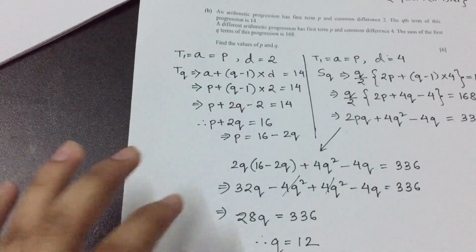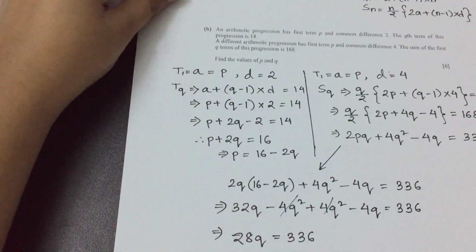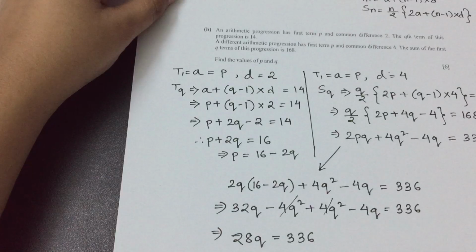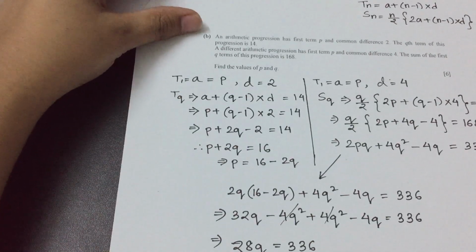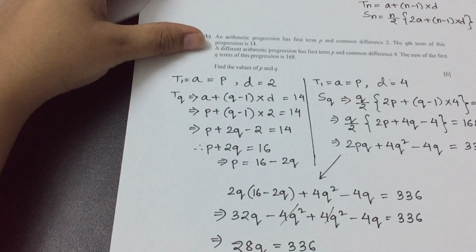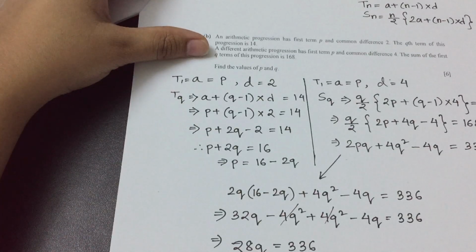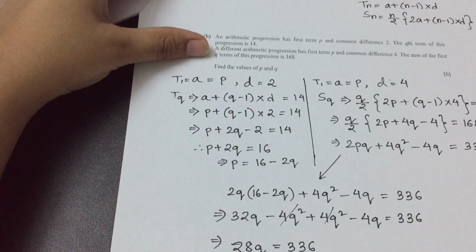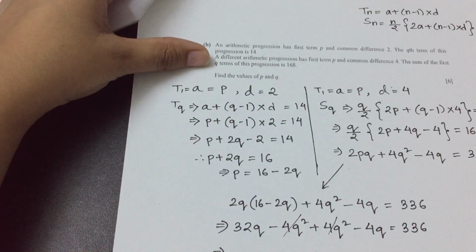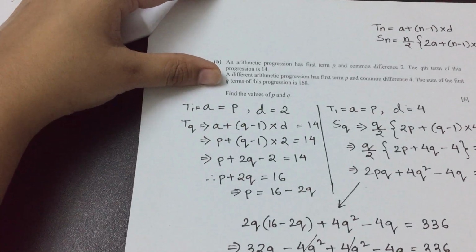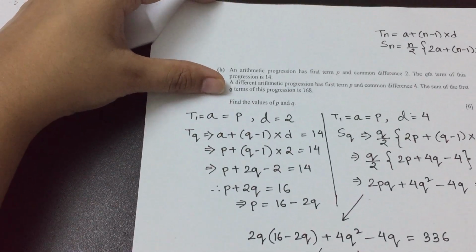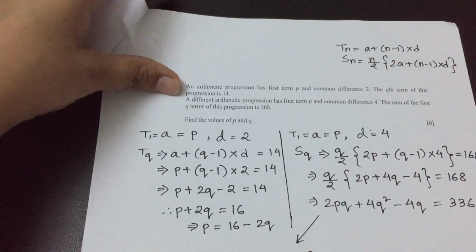So this is the last part. An arithmetic progression has first term p and common difference 2. The qth term of this progression is 14. A different arithmetic progression has first term p and common difference 4, and the sum of the first q terms of this progression is 168. So find the values of p and q.